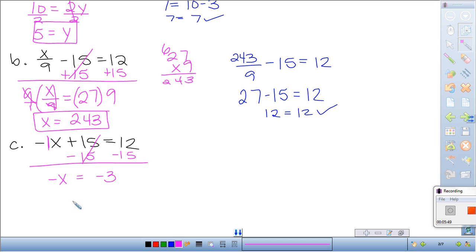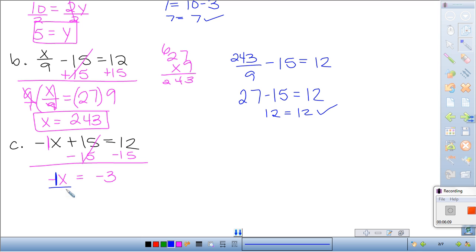Now, some of you may think, oh, I'm done. Look, x was all by itself. But really, it isn't. There's still this nasty negative sign attached to it, and we need to get rid of it. So there are a couple different ways we can get rid of a negative on our x. Remember that it is an imaginary little 1 right there, so negative 1x.